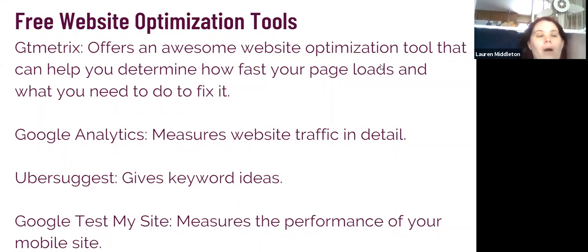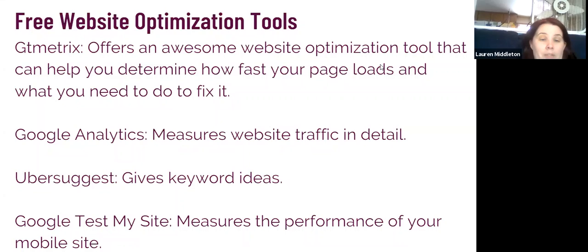If you are looking to get better with your search engine optimization, Ubersuggest is a great website to give keyword ideas. So you'd put your type of business in, and it will generate 500 some odd keywords that you can use in the text of your website to get better found on Google.